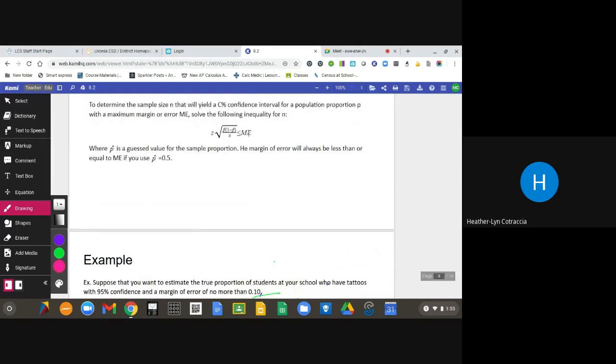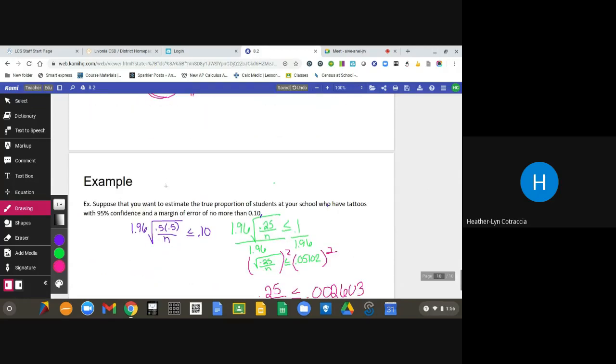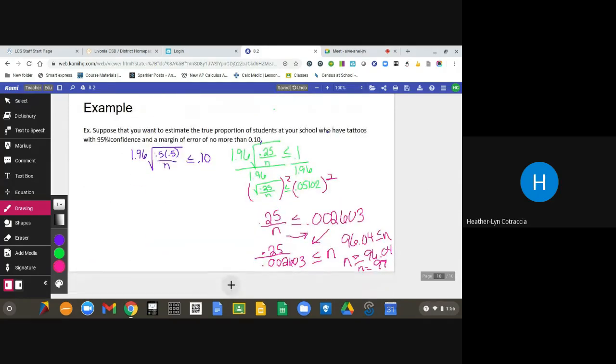Now, this is really important. If they don't have an estimate, if they don't tell you a proportion, use 0.5. Okay, so some of you are going to forget that along the way, so you may want to star that. Very rarely do they have an estimate for the proportion, so just assume 0.5. It is the strictest proportion that you can use. Okay, the last example, probably the most mathy you're all going to get this year.